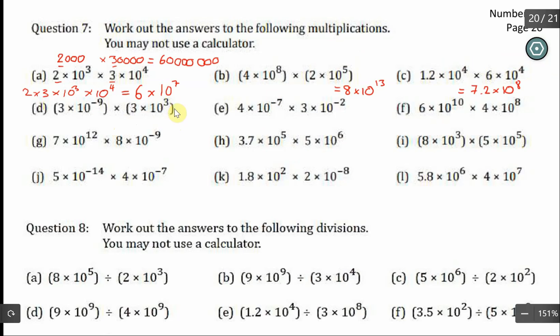So far A, B, C and D, when we times these first digits together, we're going to get a single digit, which is fine. Let's see what happens if we do that with E though. 4 times 3 would be 12, and if I times 10 to the power of negative 7, 10 to the power of negative 2 together, I end up doing negative 7 plus negative 2, which gives me negative 9. Now that might seem like an okay way to write the answer, but that's neither an ordinary number nor a number in standard form, because this number is not between 1 and 10.